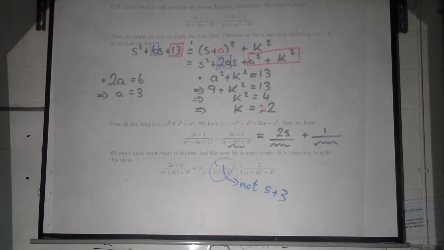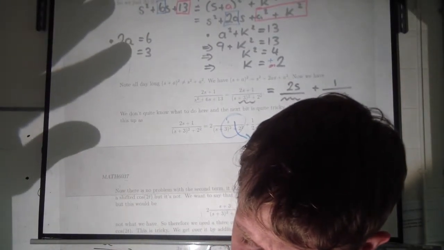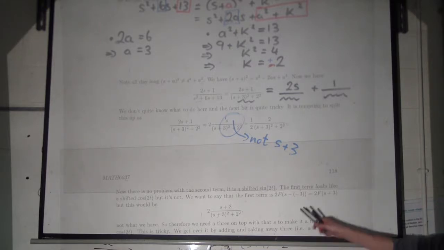So, like say you want to say this is a shifted cos, it's not. This is explained a little bit in the next line. So now there's no problem with the second term, it's half a shifted sine 2t. The first term looks like a shifted cos 2t, but it's not. I want to say that the first term is a shifted s plus 3, but it's not. That would have to be shifted above and below. So you got a problem there.